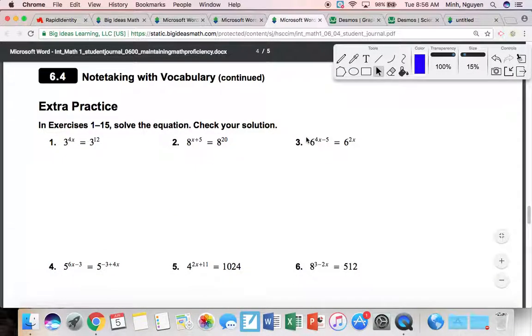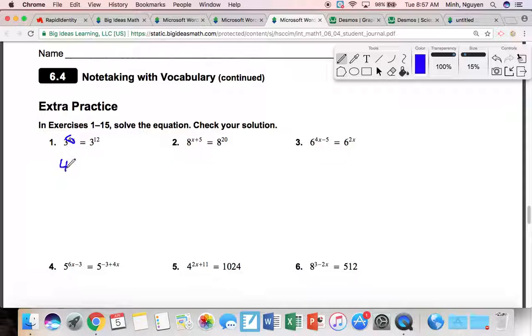3 to the 4x equals 3 to the 12. So here you would just say the bases are already the same. So now you have to make sure the exponents are equal. 4x equals 12. Divide both sides by 4. x equals 3. And wouldn't you know it, 4 times 3 is equal to 12. That makes sense.